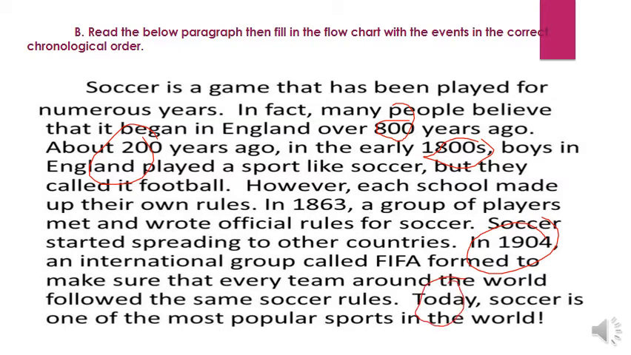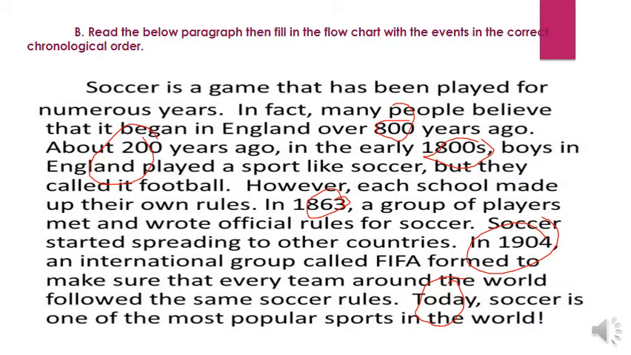Let's read the paragraph and see. Soccer is a game that has been played for numerous years. In fact, many people believe that it began in England over 800 years ago. About 200 years ago, in the early 1800s, boys in England played a sport like soccer, but they called it football. However, each school made up their own rules. In 1863, here's also another date, a group of players met and wrote official rules for soccer.